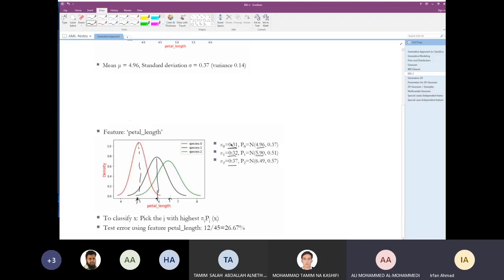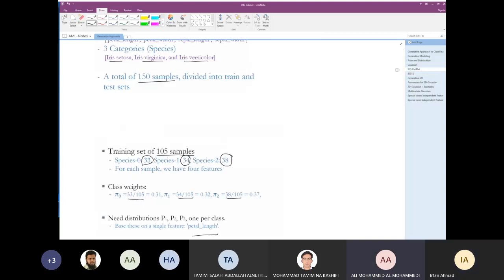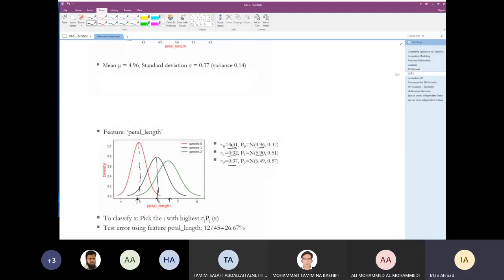I got a question here. Yes, please. So you said we have a training set of 105 samples. For the first one, we have around 33 samples. Yeah, so we're going to calculate the mean of these 33 samples. Yes, you're very right. As we said, we are going to model each class independently of the others. So we are just finding the mean of 33 samples. Yeah, it's a very good observation.